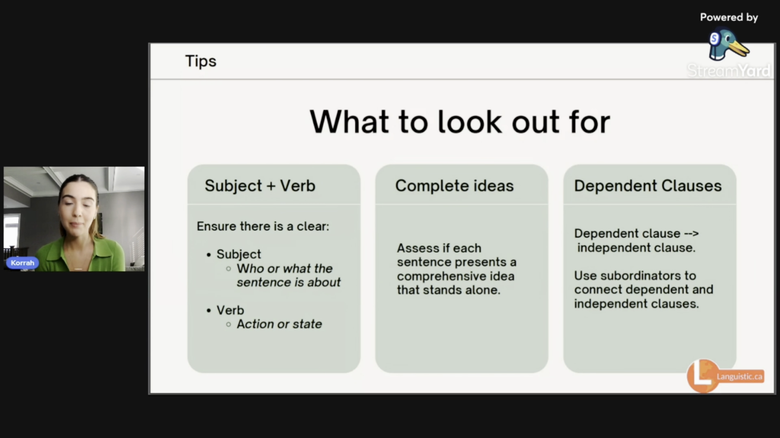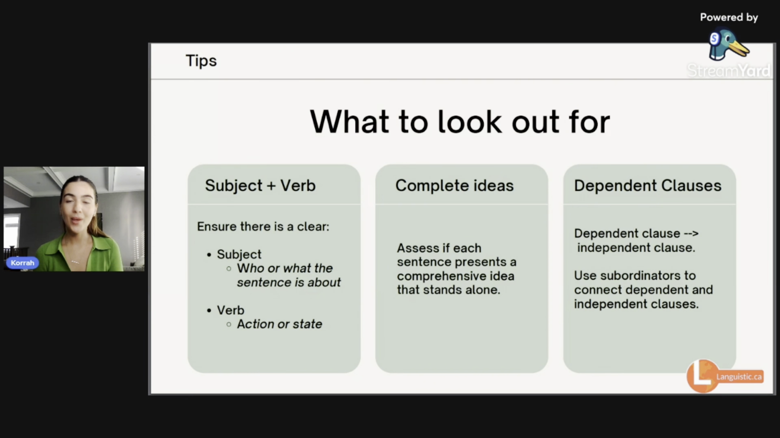The second tip I have for you is complete ideas. Ask yourself, is this a complete idea? Can it stand on its own? Do you think somebody would understand what I'm trying to say, or do I need to provide some more details? If you need to provide more details, it's probably not a complete idea, and you should revise and edit your sentence so that it is comprehensive.